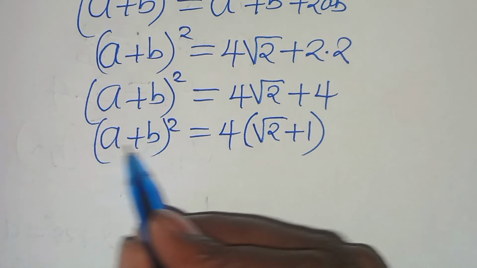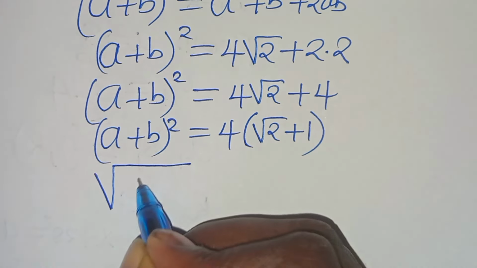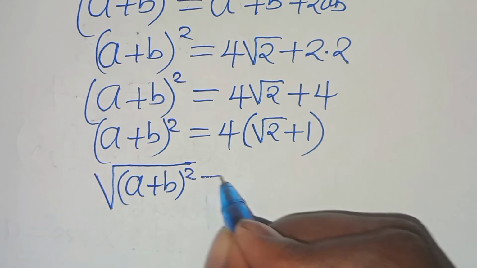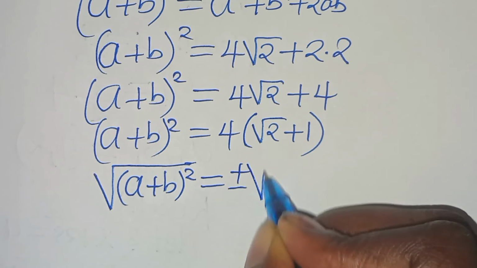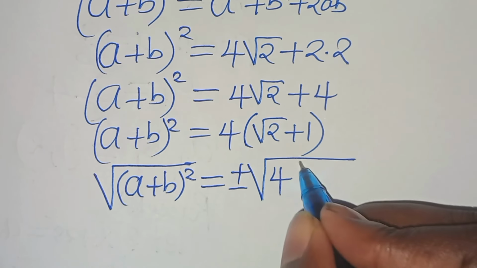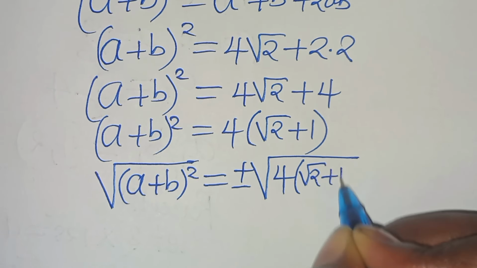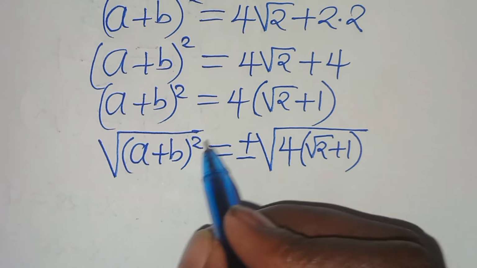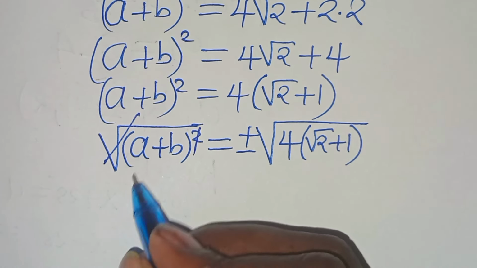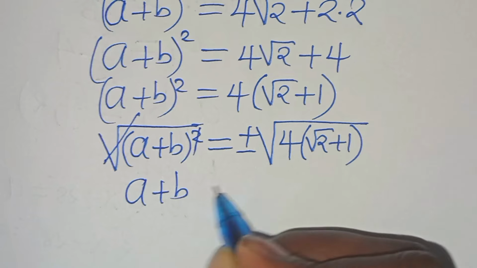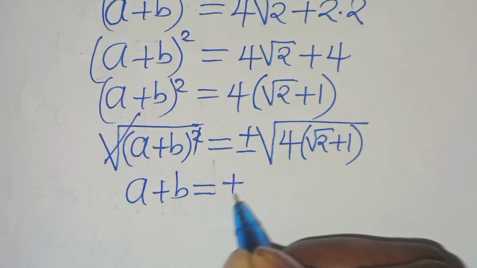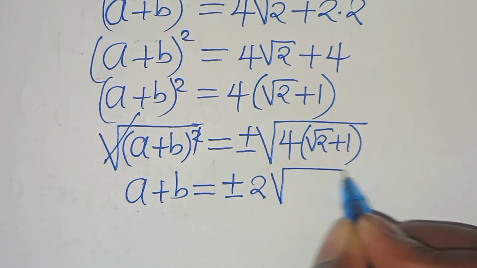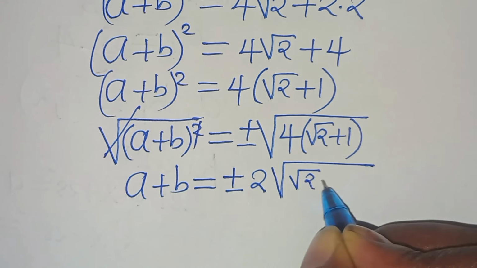Now, to solve for a plus b, let's introduce a square root on both sides, so that we have the square root of (a plus b) raised to the power of 2 equal to plus or minus the square root of 4 times (root 2 plus 1). Now this implies that we can eliminate the square root sign here, so that a plus b is equal to plus or minus the square root of 4, this is 2, then we have the square root of root 2 plus 1.